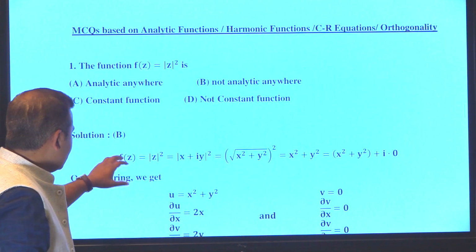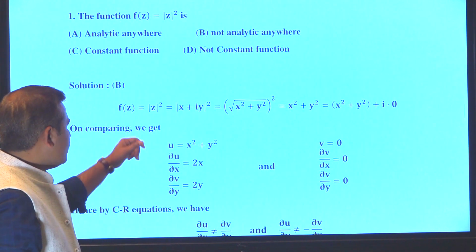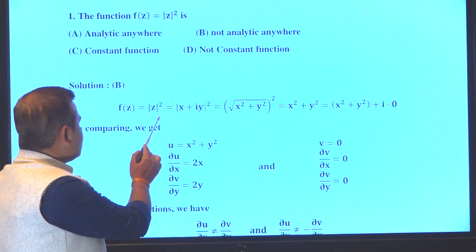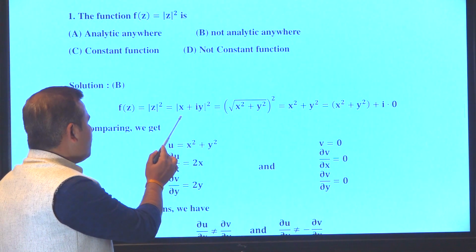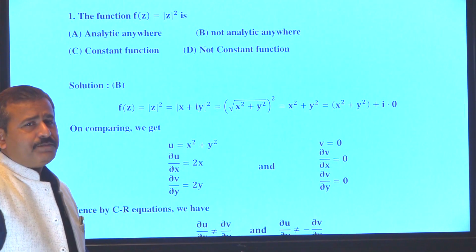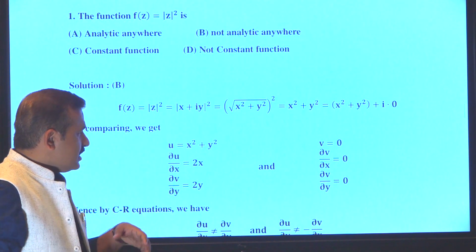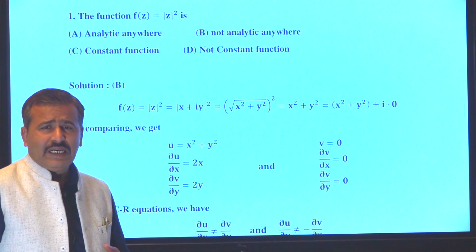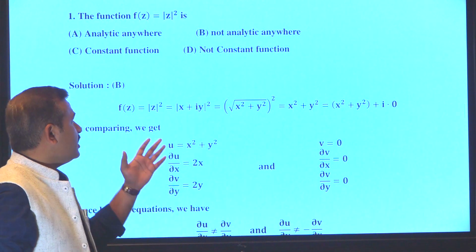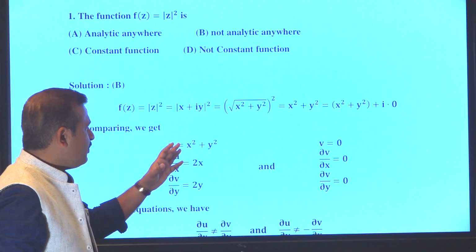So here is the summary of the solution: f(z) equal to modulus of z squared, and what is z? z is x plus iy, that is a complex number, and we simplify it and find the real and imaginary parts. Friends, we have already discussed so many problems regarding analytic functions. Here we just discuss in a brief way.